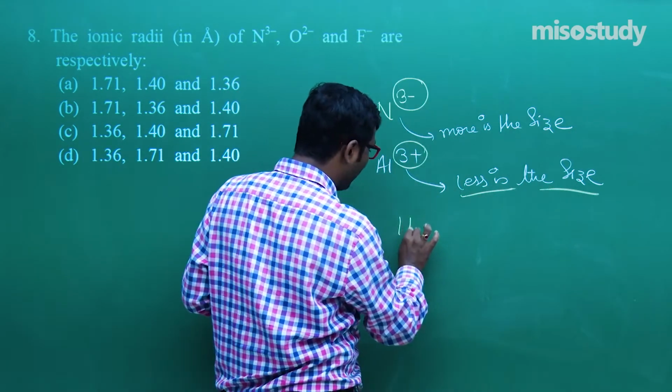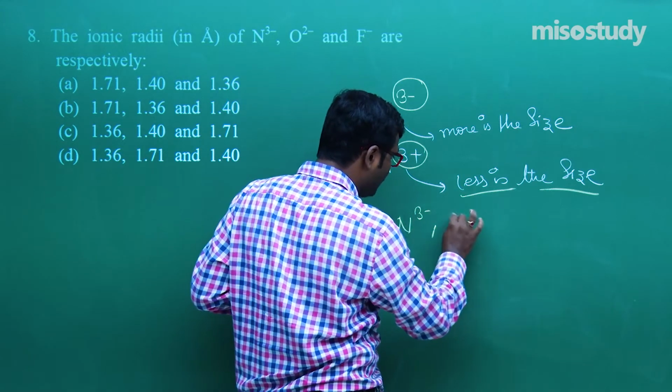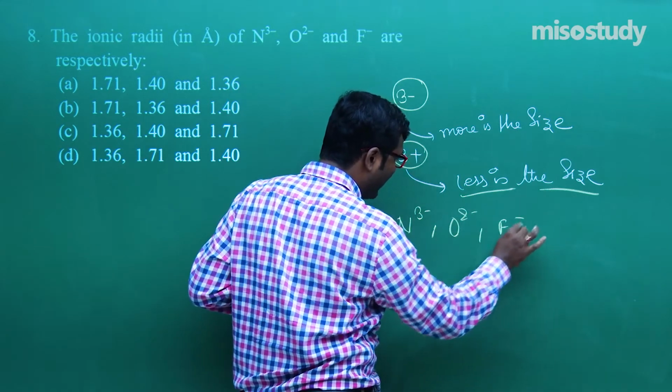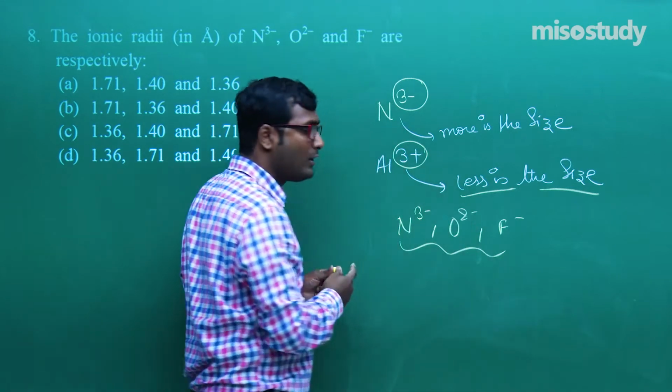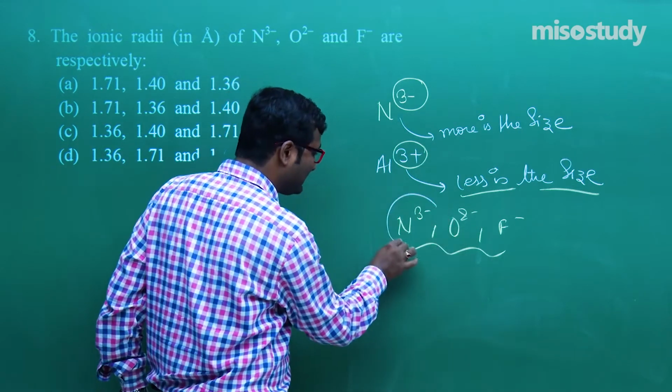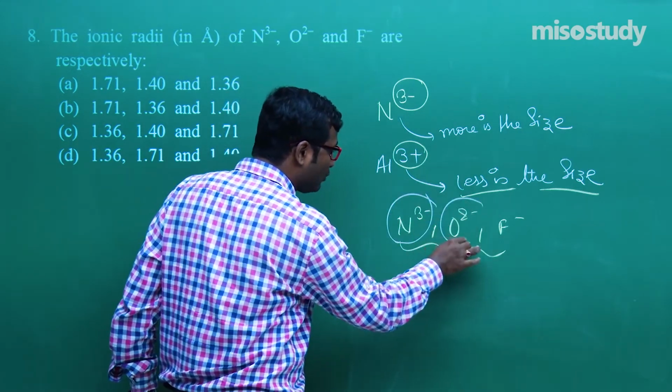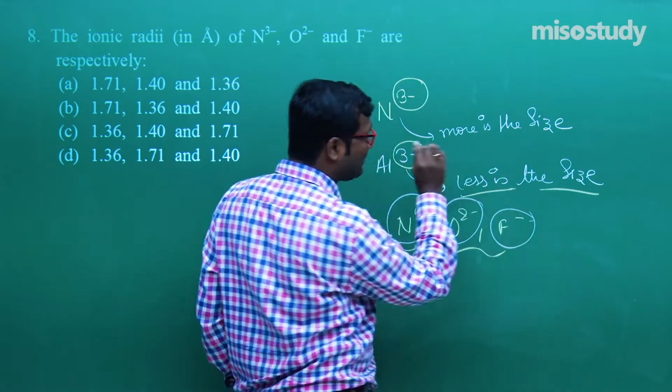Now, if I talk about N3 minus, O2 minus and F minus, which will have more size? That is definitely N3 minus, then there comes O2 minus and then there comes F minus.